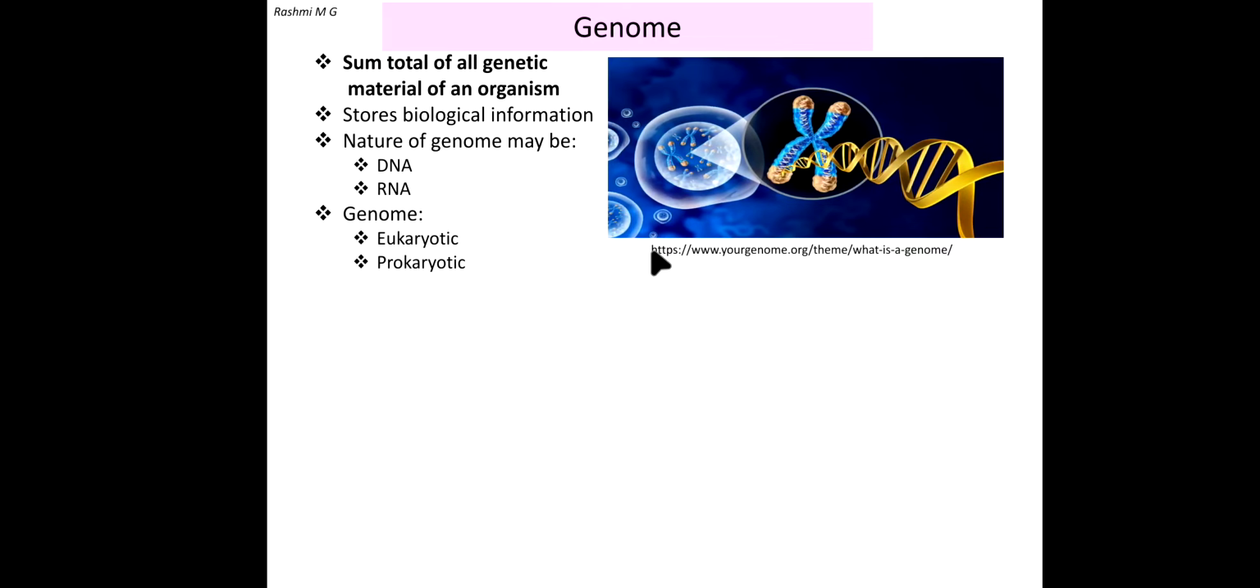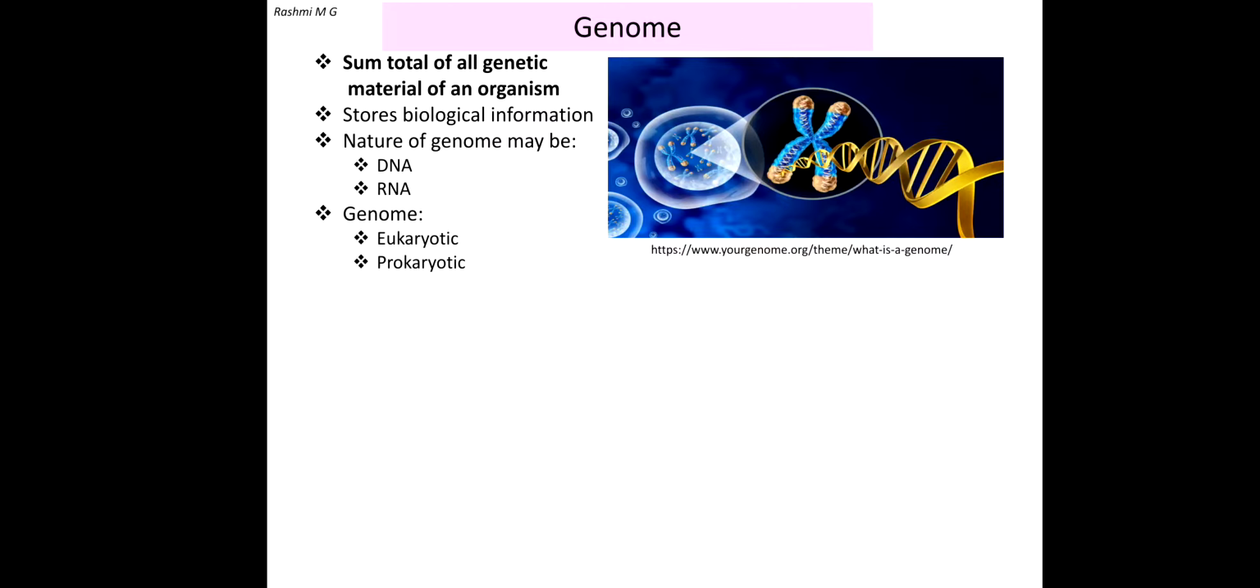Now, what is a genome? You have come across this word in previous slides. Let us define it: it is the sum total of all genetic material of an organism. The genome constitutes all the information required for a particular organism, so it stores biological information. The nature of the genome may be DNA or RNA based on the type of organism. If it is a eukaryote, the genome is DNA. If it is viral or another type of organism, it may be RNA.